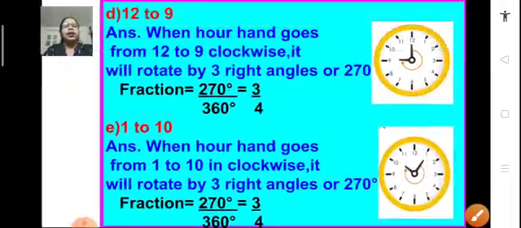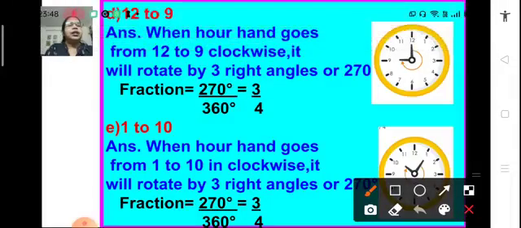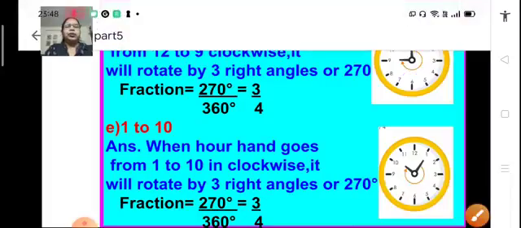Now, D, 12 to 9. When the hour hand goes from 12 to 9 clockwise, it rotates by 3 right angles or 270 degrees. Can you see here? It moves through 3 right angles or 270 degrees. And what fraction is 270 degrees of one complete revolution? It can be found by taking 270 upon 360. That means it is 3/4 of a complete revolution.